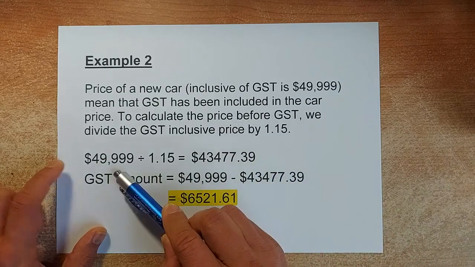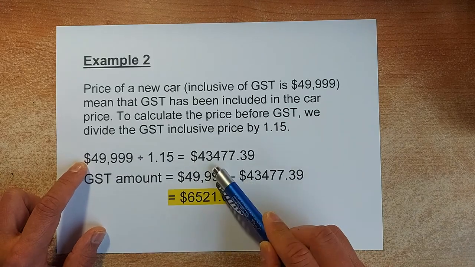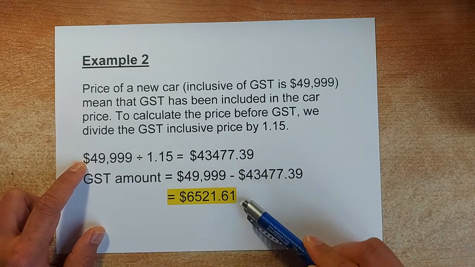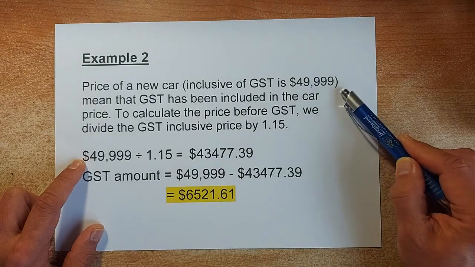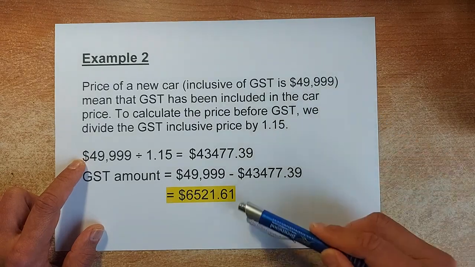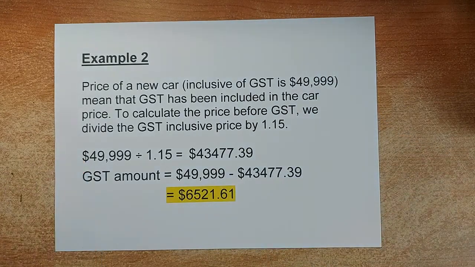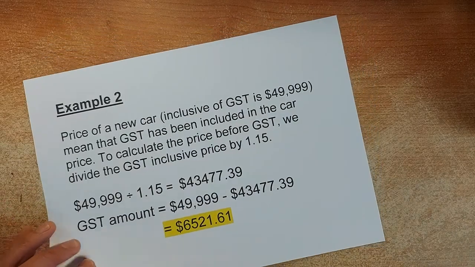So how much tax could the government collect from you? It's going to be that number, 49,999 minus 43,477.39, and the amount taxable is 6,521.61. So a price that costs 49,999 is actually taxable. The tax amount is $6,521. So technically, the calculation for GST is very simple.